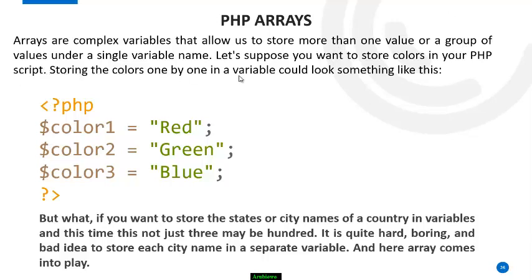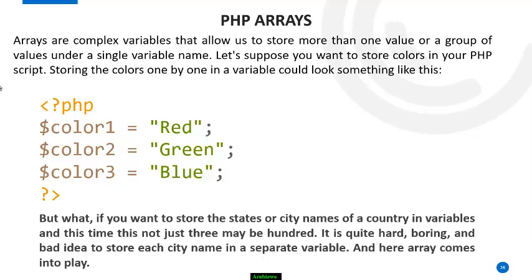Storing these colors one by one in variables could look something like this. Anytime you want to store values in PHP, you can store them with your variable and what you're assigning to them, right? So in PHP arrays, what are arrays? Arrays are variables that allow us to store multiple values.